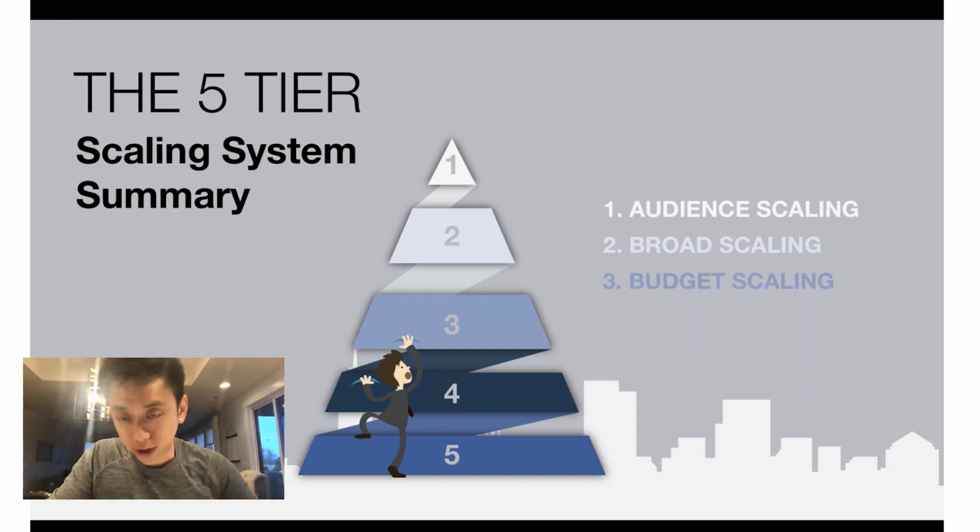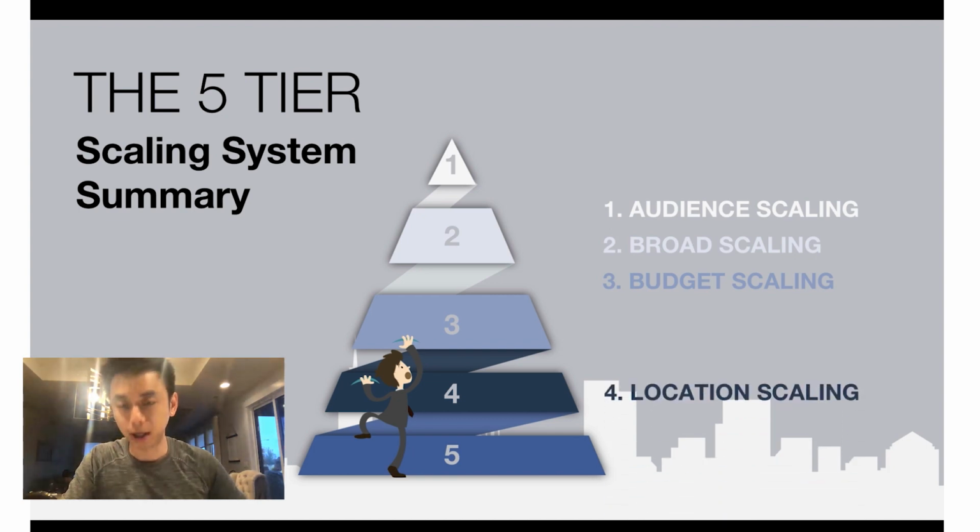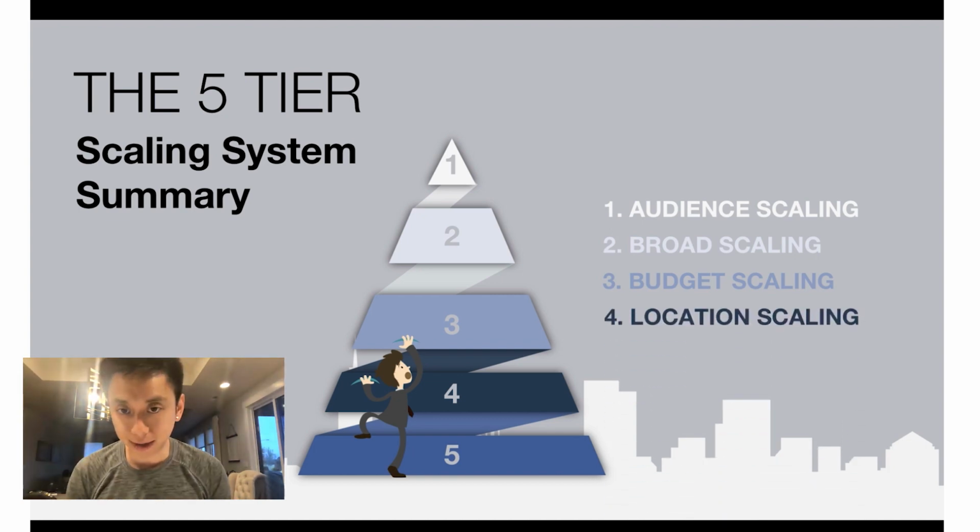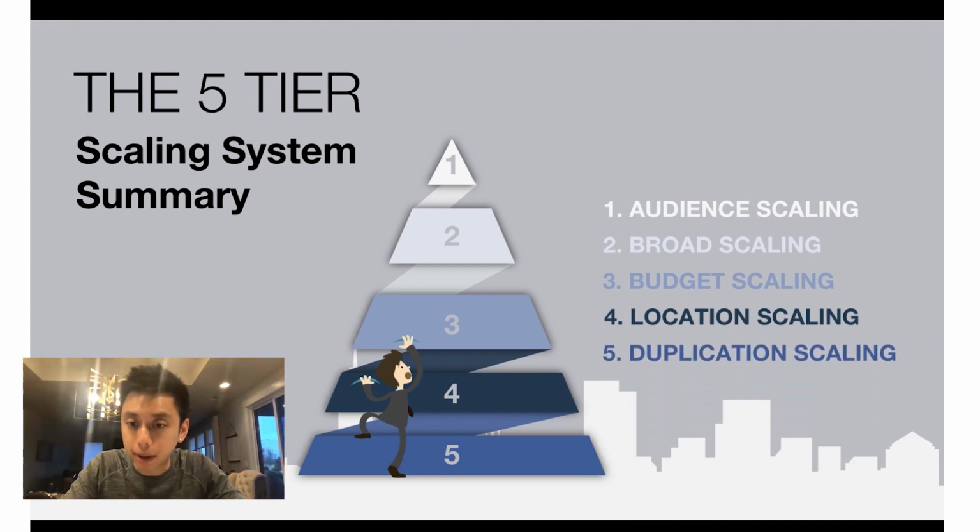Number 3, of course, is budget scaling, just strategically increasing your budget by about 10% every 5 days or so. Number 4 is location scaling, trying different locations, maybe a different country, a different city, and scaling it with a different place. And number 5, just duplicating your campaigns and your ads, and letting Facebook's algorithm do the work by just duplicating the campaign. Okay, so from a broad perspective, these are 5 different ways to scale a campaign.